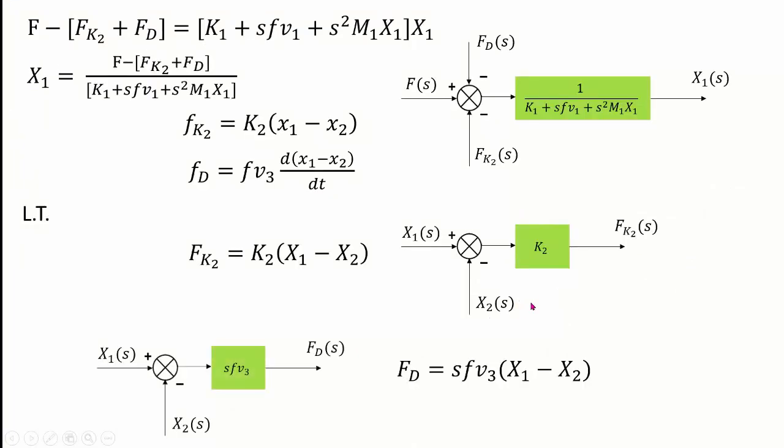a block representation which will have the term x2 at the far right side. If you look at these blocks, we still haven't got x2 except for this term. This is nothing but a floating point, which will be taken from a feedback of the output x2.